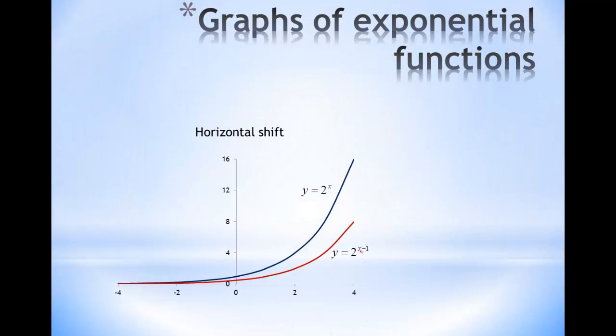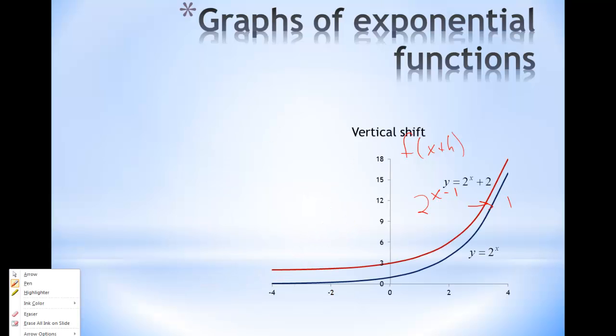Horizontal shift. Remember, horizontal shift was when I had f of x plus h, I would get a horizontal shift. So when I have 2 to the x minus 1, I'm going to shift to the right 1 unit. Hopefully you guys remember that part of it. Remember, I always think about this point where it's (0, 1). Well, in order to get 0 in my exponent, I have to move that point this way, 1, because 1 minus 1 is 0.